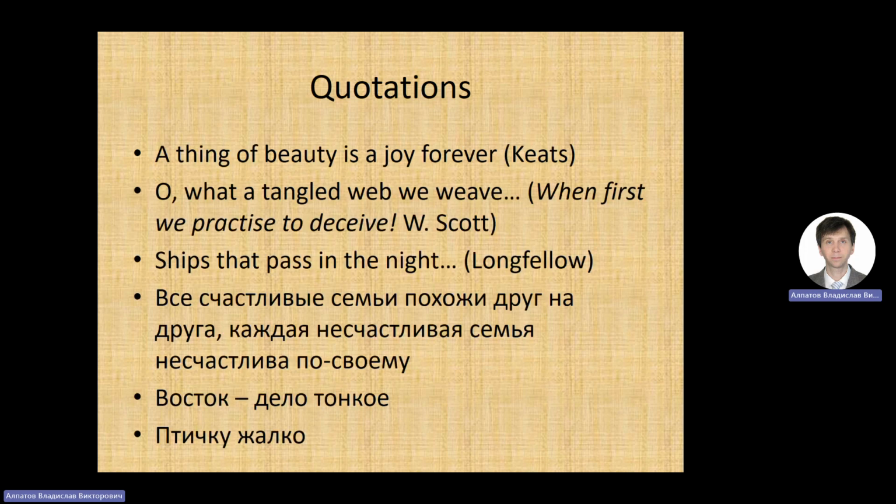Well, for example, some very famous quotations from English poets. "A thing of beauty is a joy forever" by Keats. "Oh, what a tangled web we weave." Sometimes people drop it here without finishing, "when first we practice to deceive." Right? So "what a tangled web we weave," this is about lying and deception. "Ships that pass in the night," this is from the famous poem by Longfellow about lonely people. Well, and these quotations, which I'm sure you recognize from Russian classical literature.